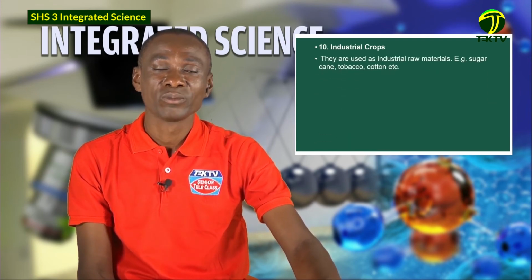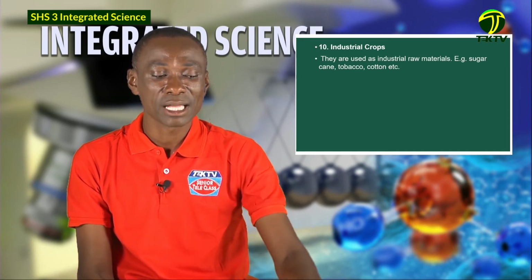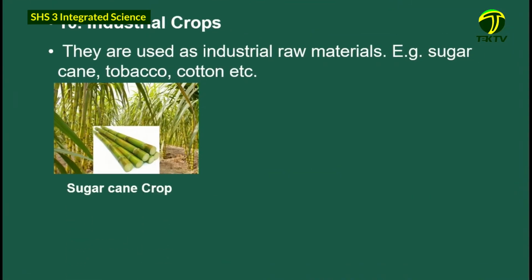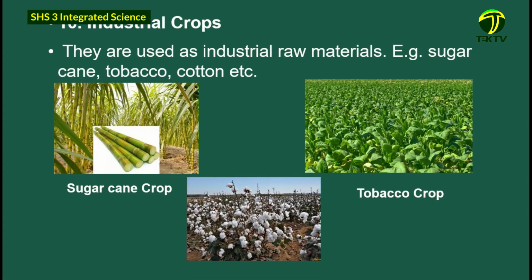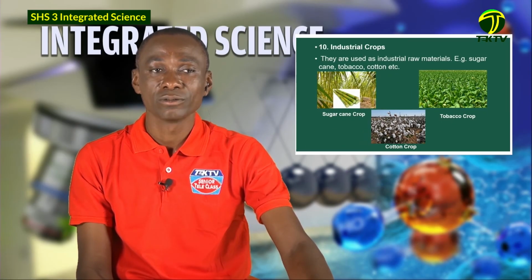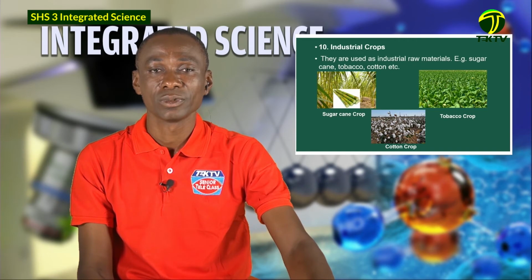We then go to industrial crops. As the name implies, they are used as industrial raw materials. Example, sugarcane. We have tobacco. We also have cotton. These crops produce raw materials that can be processed into various products for human use.